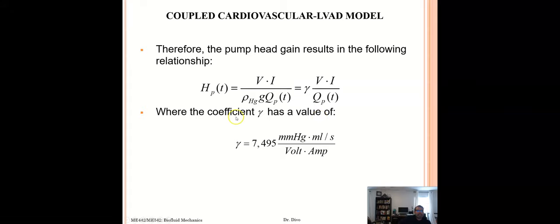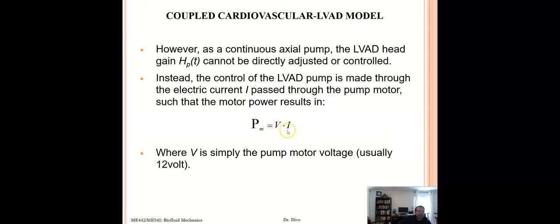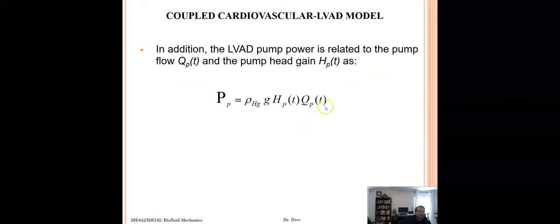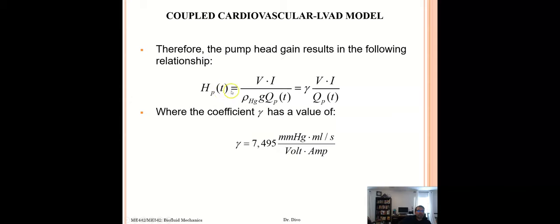Furthermore, we can establish a connection, basically equate voltage and current to the hydrodynamic power and the efficiency, and then solve for HP. There it is. This is the result of equating one equation to the other and solving for HP. Notice that I've eliminated eta. Eta would normally go in here, so the efficiency will go here and here. And I've eliminated it because I've compressed all those values into a parameter, a coefficient called gamma. And that coefficient gamma is 7,495 millimeters of mercury, milliliters per second, per volt amp. So it's essentially 1 divided by the density of mercury and gravity.